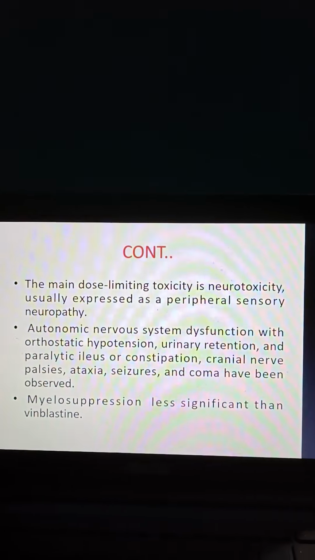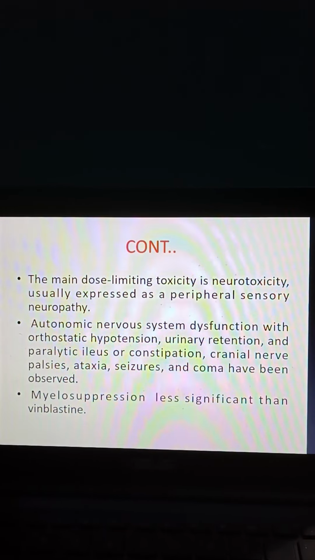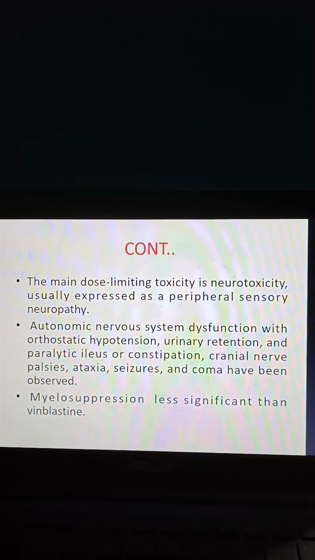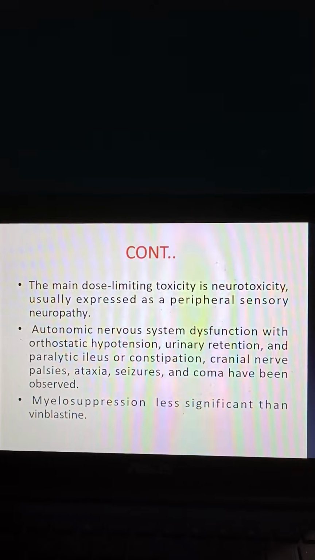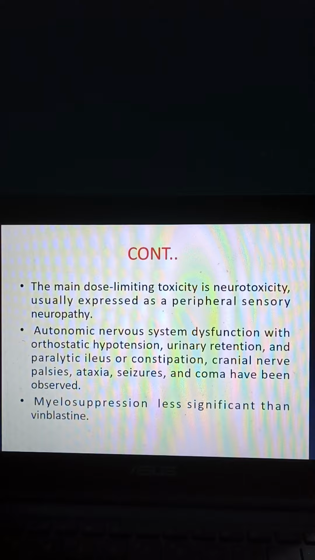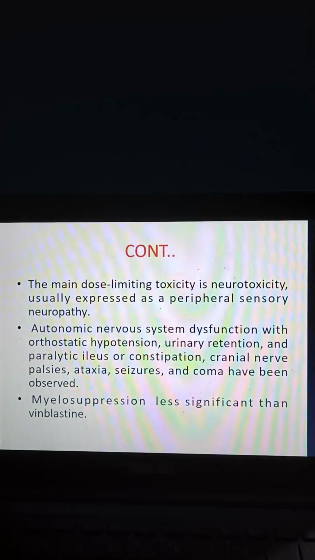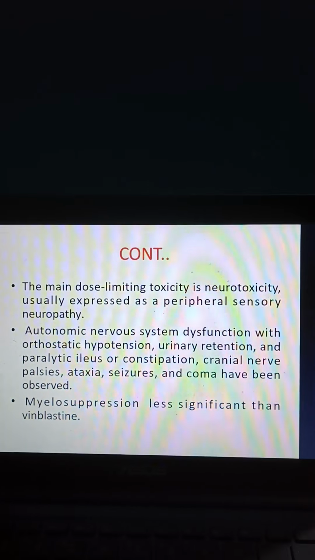The main dose limiting toxicity is neurotoxicity, usually expressed as a peripheral sensory neuropathy. Autonomic nervous system dysfunction with orthostatic hypotension, urinary retention, and paralytic ileus or constipation, cranial nerve palsies, ataxia, seizures, and coma have been observed. Myelosuppression is less significant than with vinblastine.